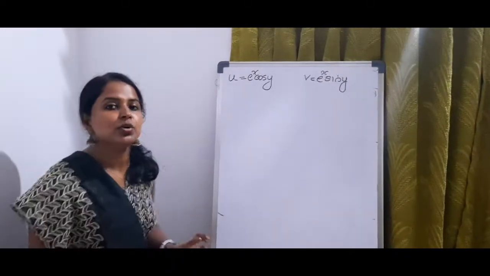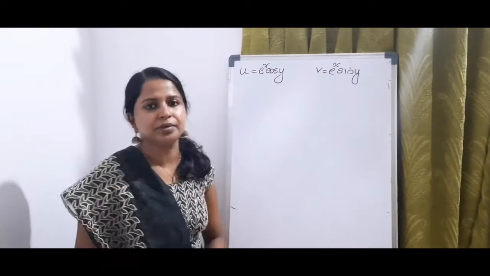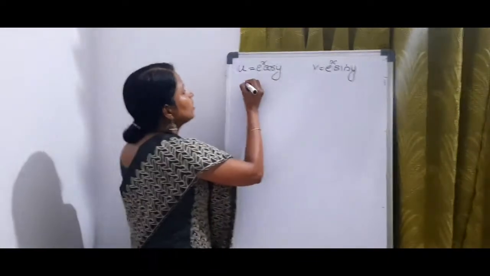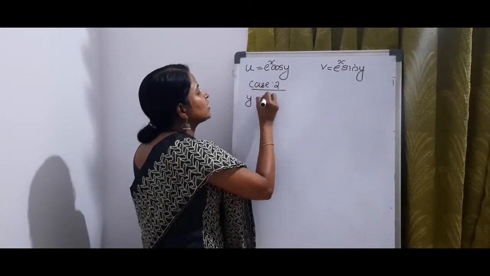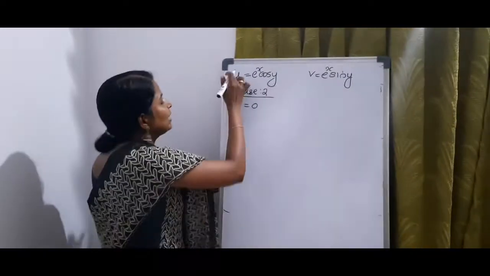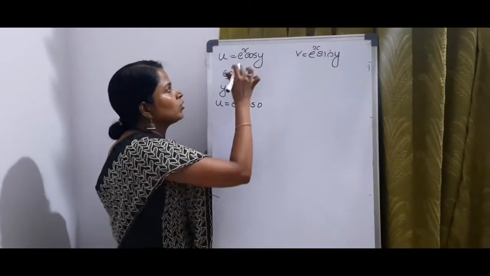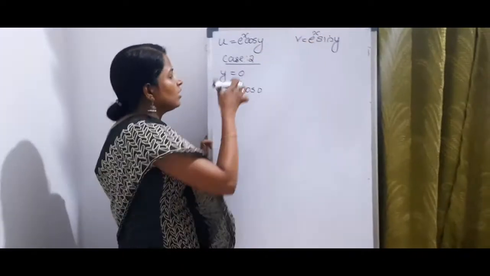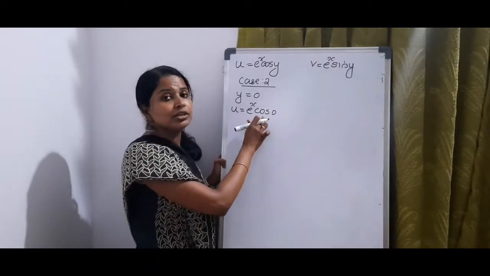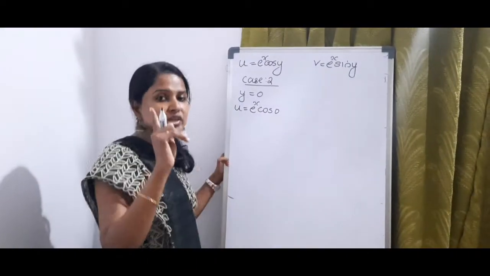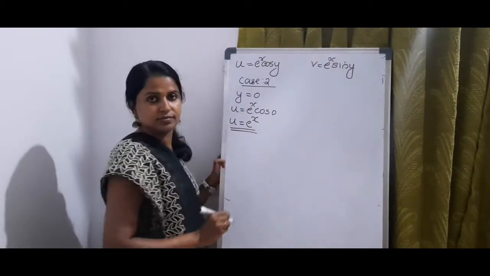Here u equal to e raised to x cos y and v equal to e raised to x sin y. Next, case 2. First take the value y equal to 0. Put y equal to 0 in this u and v. So u equals e raised to x into cos 0. What is cos 0? Cos 0 is 1. So u equals e raised to x into 1, that is e raised to x.